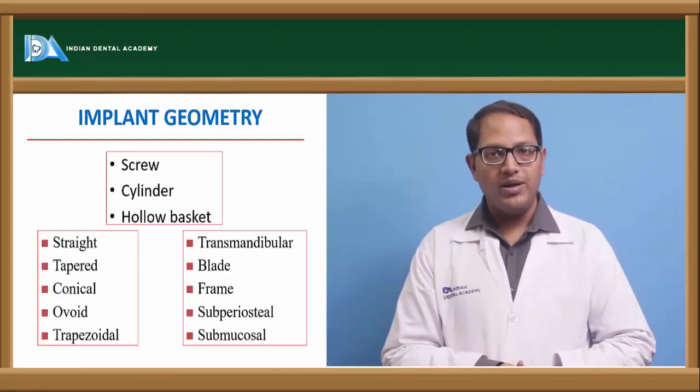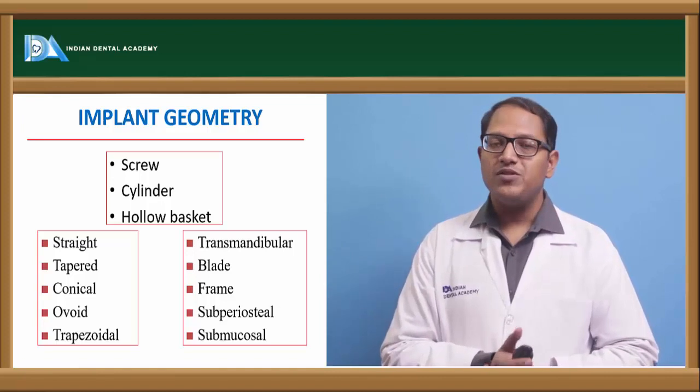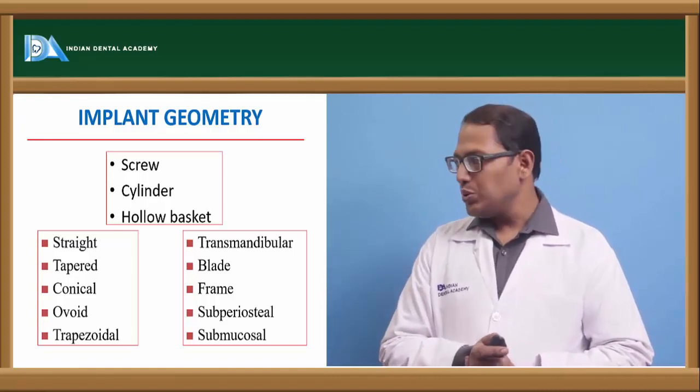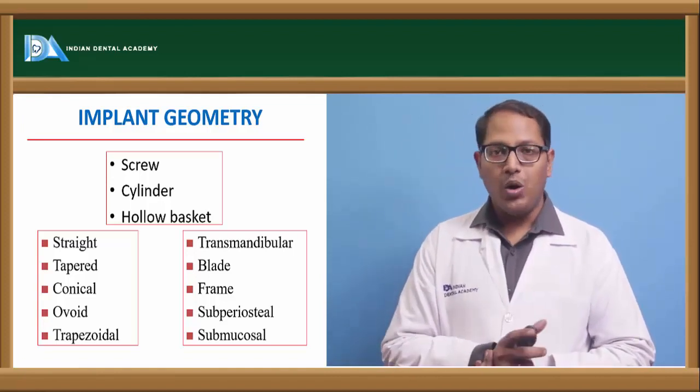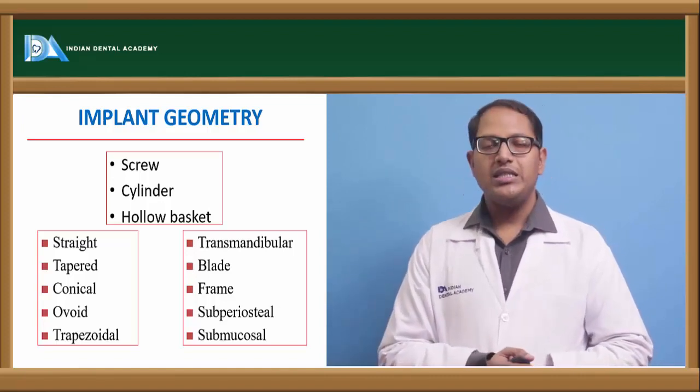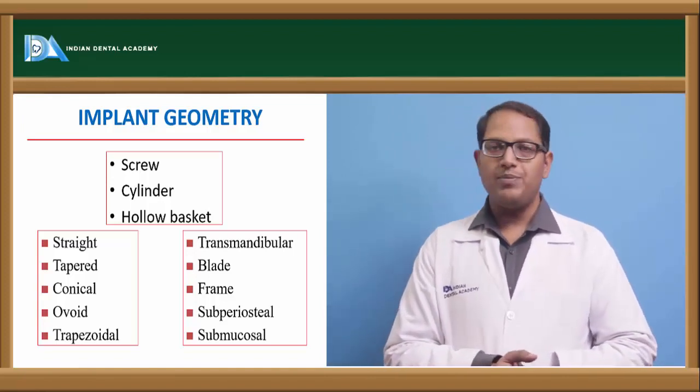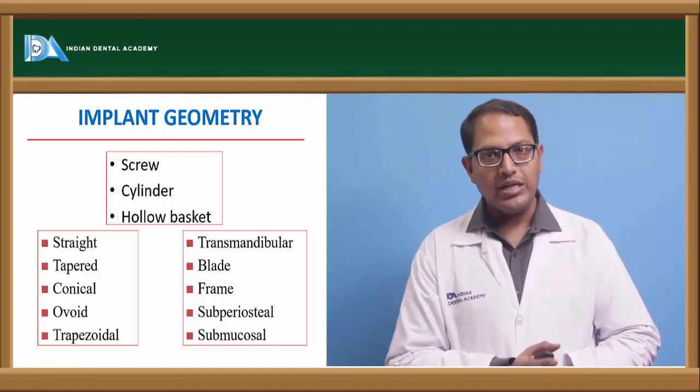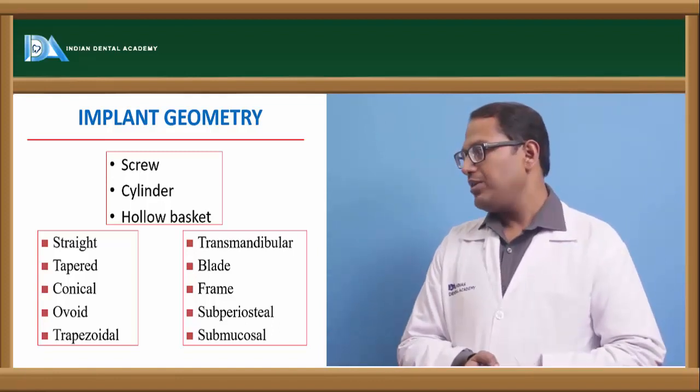Coming to implant geometry, what different types of geometry can there be? It can be screw, cylinder based, hollow baskets, straight, tapered, conical, oval, trapezoid. The best is a tapering square type of implant. It's a combination of both.